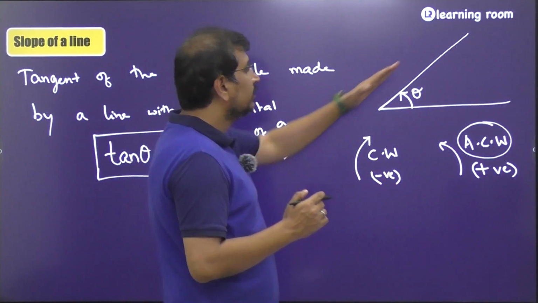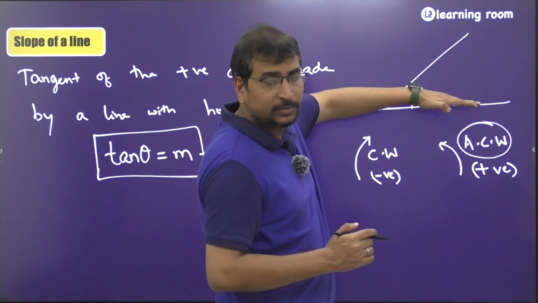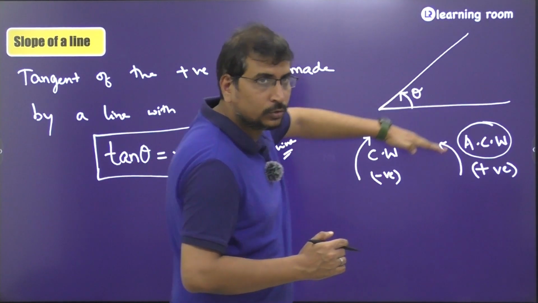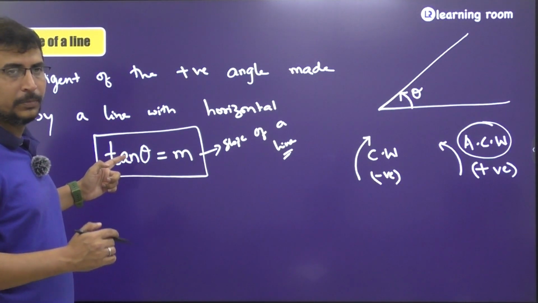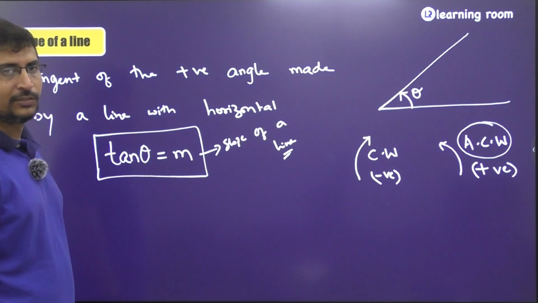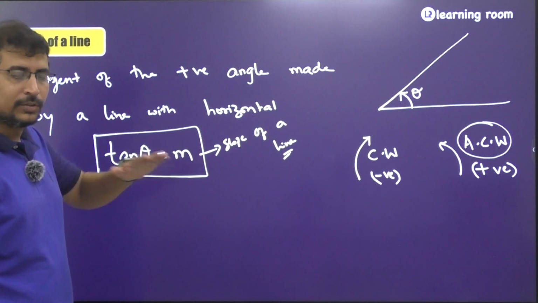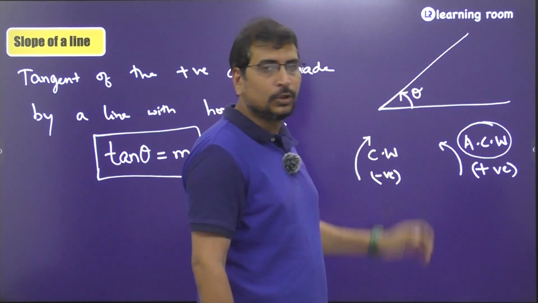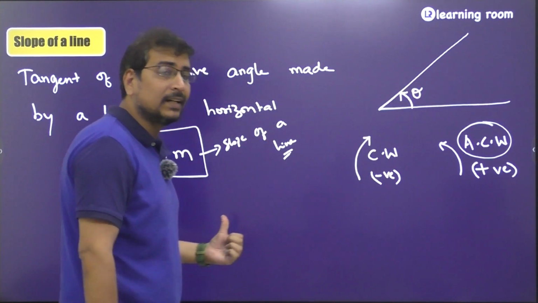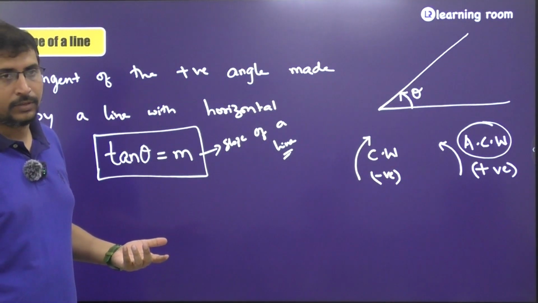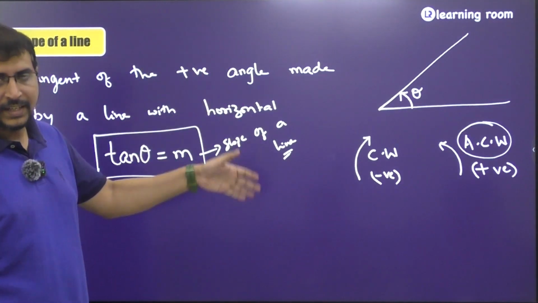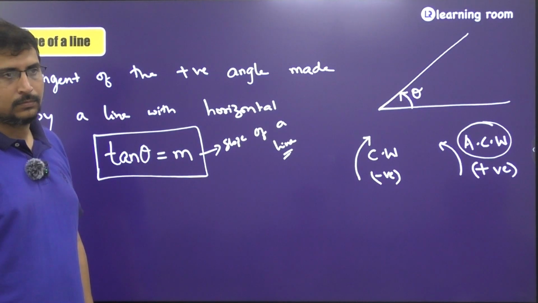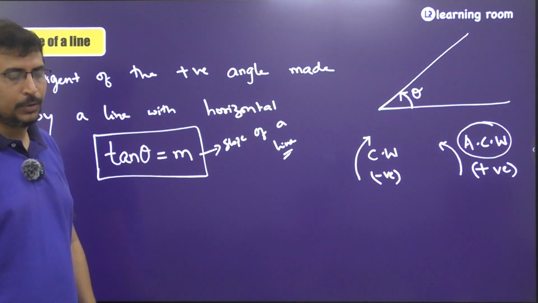See, had the line been horizontal with respect to this, then what would be the value of theta? 0. So slope would have been tan 0, which means it is 0. So the slope of the horizontal is 0. Had this line been exactly perpendicular to the horizontal, then tan 90 is what? Undefined. So the slope of the y-axis, the slope of something vertical, is not defined, because it comes out to be tan 90.